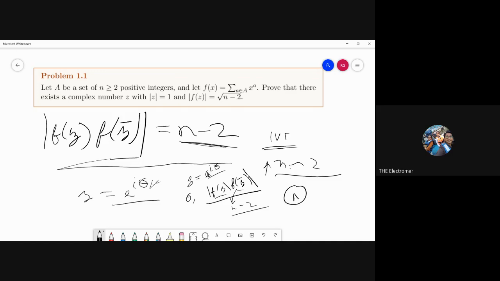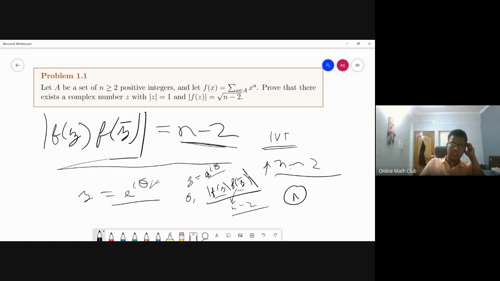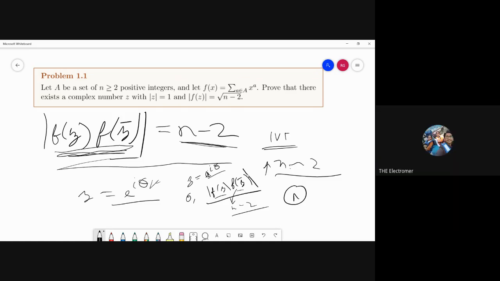So why did you do f of z prime? What is so special about it? This is just the point: this is a real value. This is a real value.